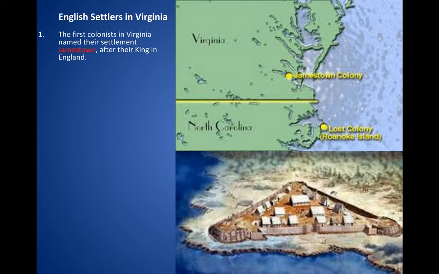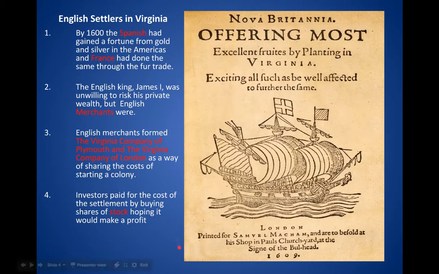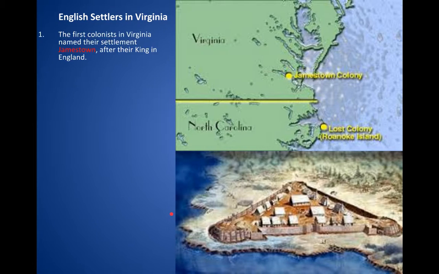So the first colonists in Virginia named their settlement Jamestown after their king in England. These investors who paid stock in these companies got the money together. Roanoke had already failed, so they got more money together to start another colony, and they started this colony of Jamestown, and they named it after their king in England. Remember, King James I was the king in England, so they named it after him.